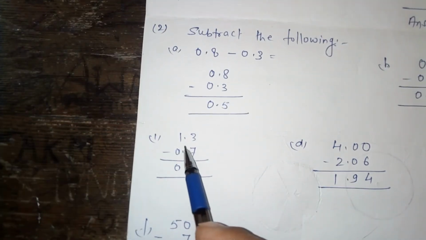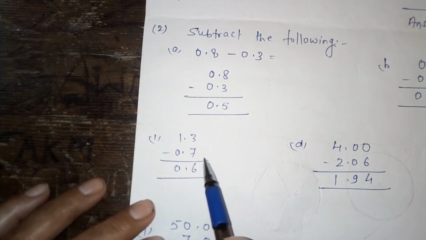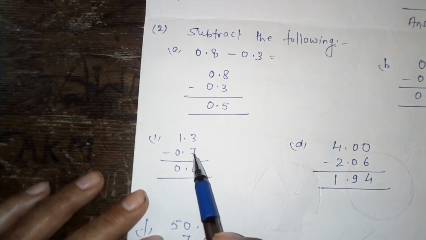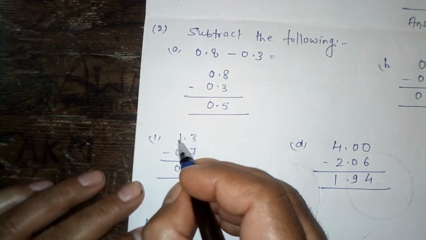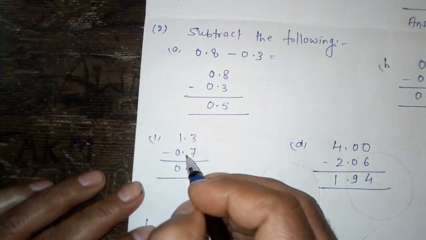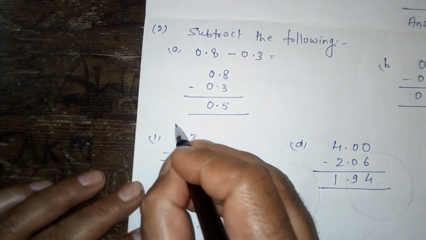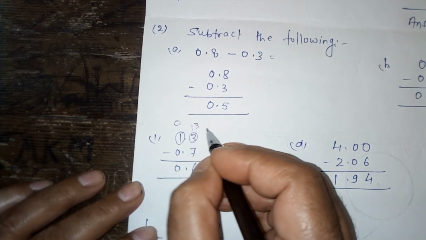Again, 1.3 minus 0.7. We will apply the same procedure. You know very well we cannot subtract 7 from 3. So what will you do? We borrow one from 1. When we borrow one from 1, then 1 is converted to 0 and 3 is converted to 13.